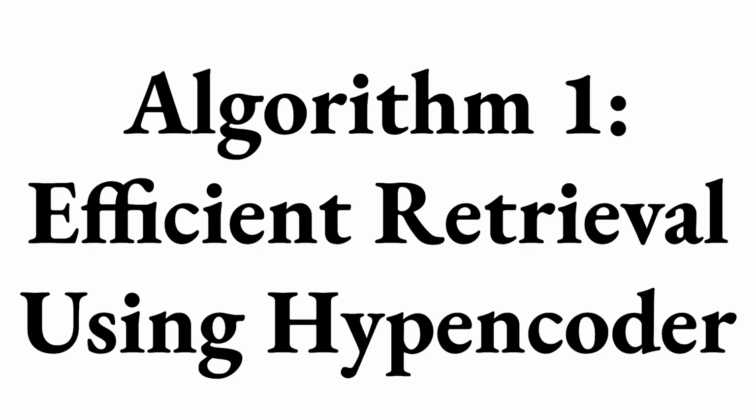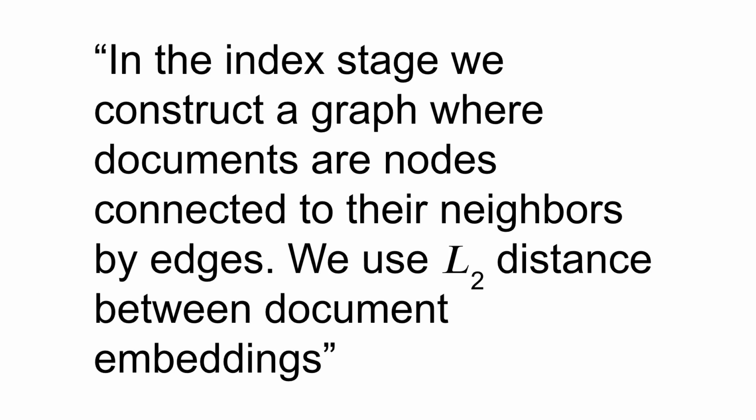Now we're going to look at the efficient retrieval using Hypencoder, which is algorithm 1. We start by creating an index, and in the index stage, they construct a graph where documents are nodes, connected to their neighbors by edges, and they use L2 distance between document embeddings. They didn't say what the threshold was for an L2 distance for two documents to be considered neighbors, but I imagine there would be some kind of threshold L2 distance, and therefore they would be connected in this graph with an edge.